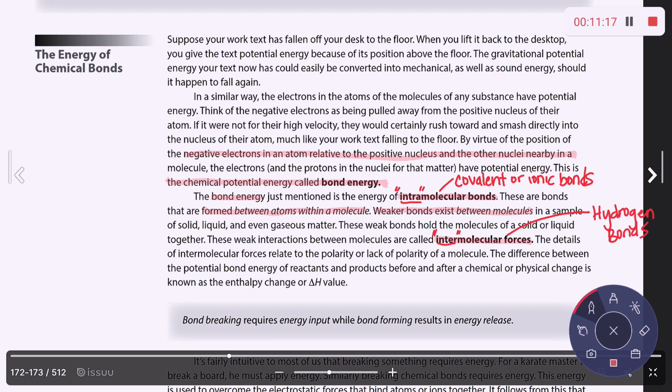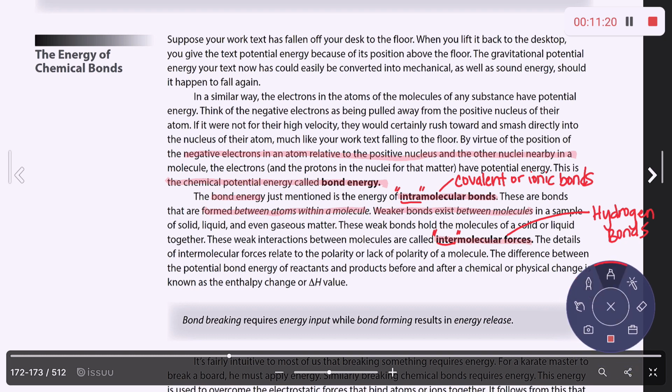Now, if we're talking about bond breaking and bond forming, if you're breaking a bond, it's going to require energy. Just like if I break a piece of wood, if I karate chop a piece of wood, wouldn't that take a bunch of energy on my part? So bond breaking requires energy input, okay? That means bond forming, which would be the opposite, results in energy being released. If you're absorbing more energy to break bonds versus releasing more or less to form them, that's going to determine whether you have an endothermic or an exothermic process.